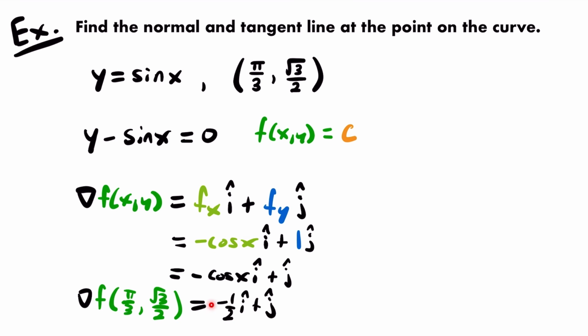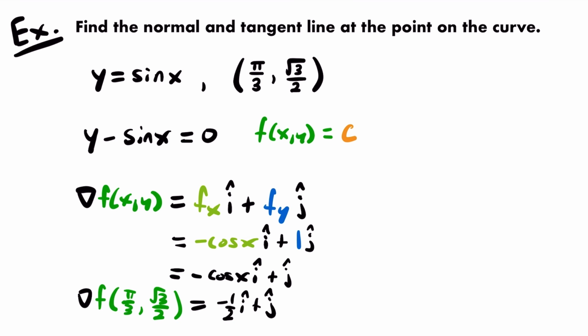Okay, this is a specific normal vector at this point on this curve. And so now we're almost there. If we want to find the normal line at the point on the curve, what we want to do is take the slope from the normal vector and then use that with this point in the point slope formula to find the equation of that line.